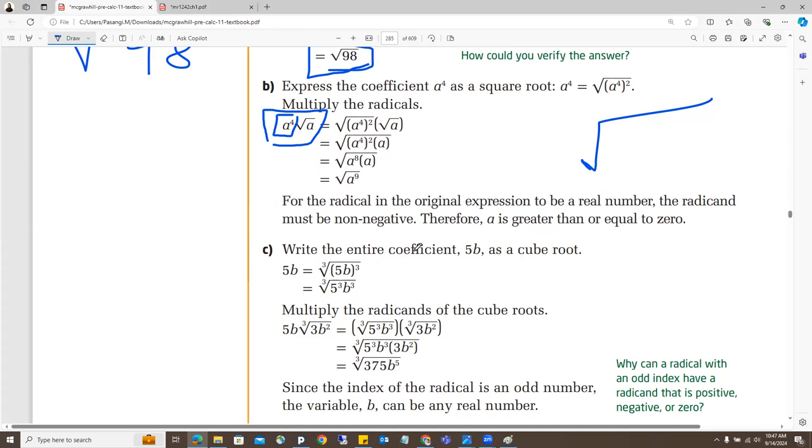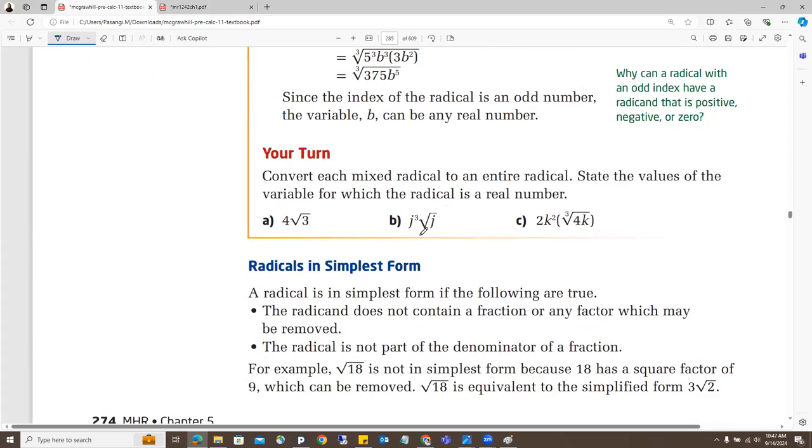Okay, part B and part C. Is it clear? U cube. Okay, that is done.